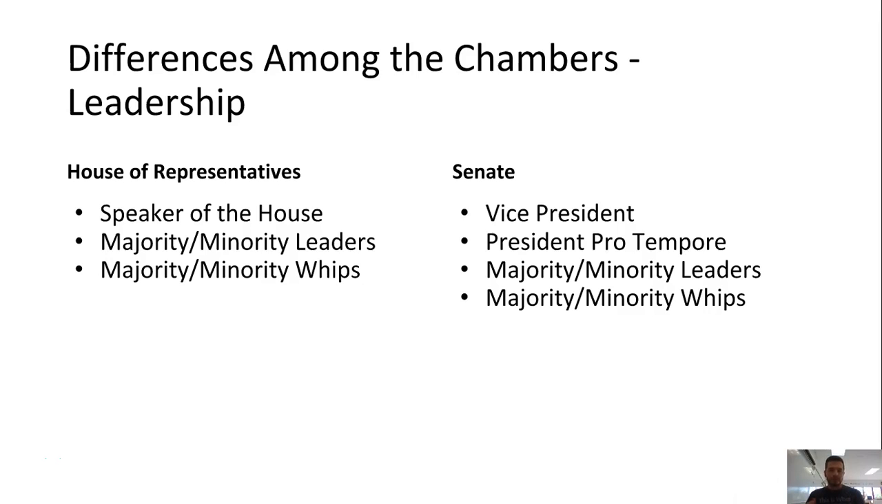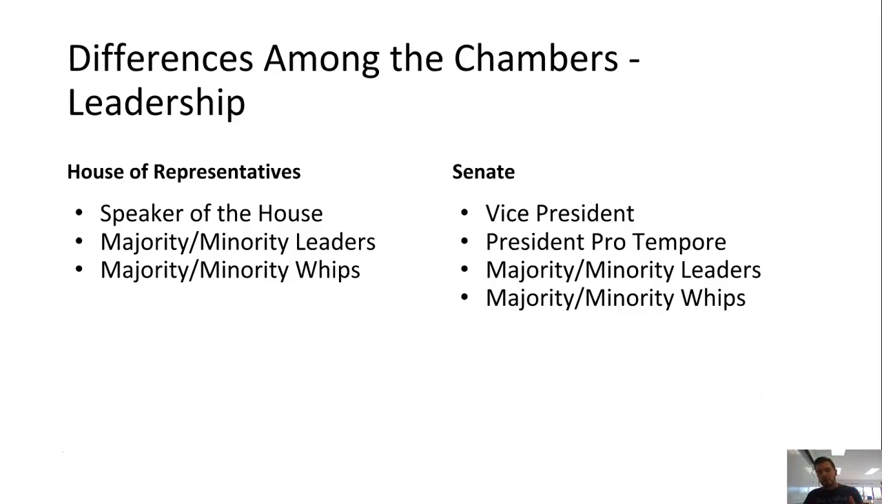They are basically the leader of their party in the House of Representatives. The majority and minority leaders are, again, leaders of their party. They're going to organize votes, make sure that everybody has... they can introduce bills and make sure that they have enough votes to get those bills passed.